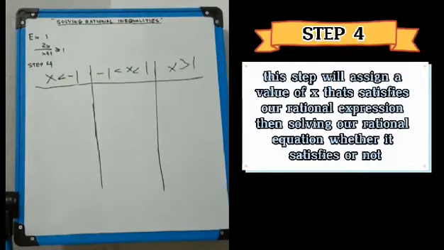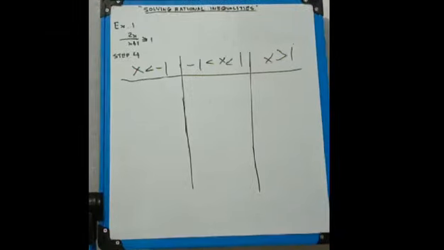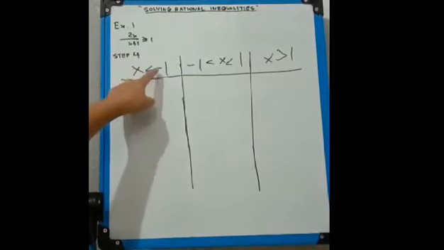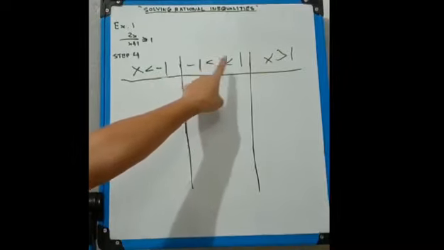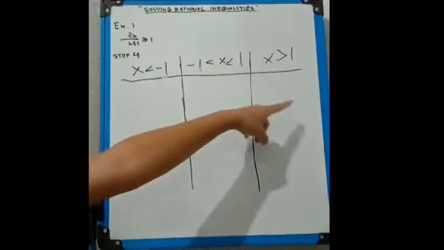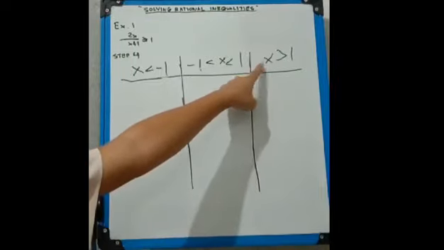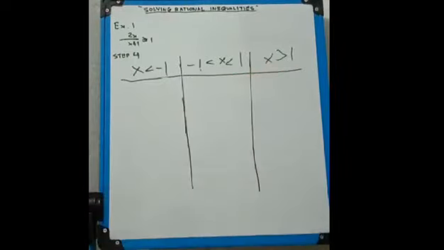Step 4. Our next step is to assign a value of x in each interval and solve the rational inequality to see whether it is satisfied or not. Our first column should be x less than negative 1. Our second column is in between negative 1 and 1. And our last column is x greater than 1.